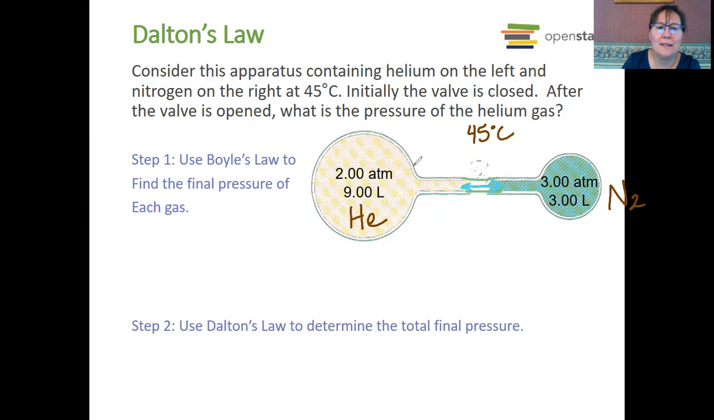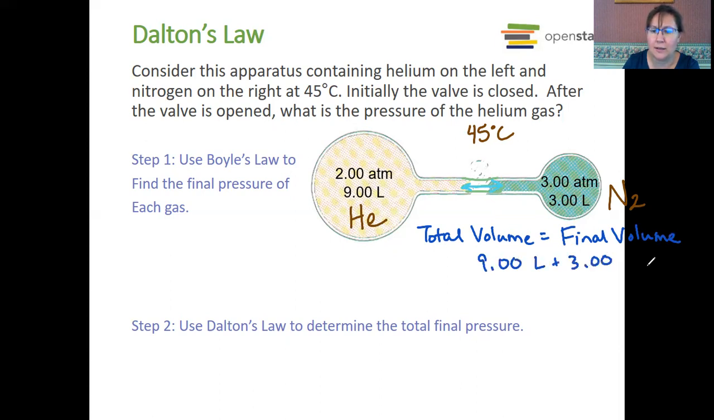Okay, so what this has done is this means that our new total volume, or our final volume, that'll be important in a minute, is 9 plus 3. So we have the 9 liters plus our 3 liters, which means that we're at 12.00 liters, okay? And that's our new final volume. So here they're asking for the pressure of the helium gas, but I'm going to help you find all kinds of stuff because, hey, why not? That sounds like a good idea.